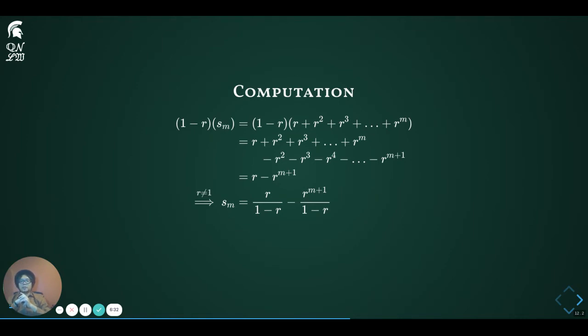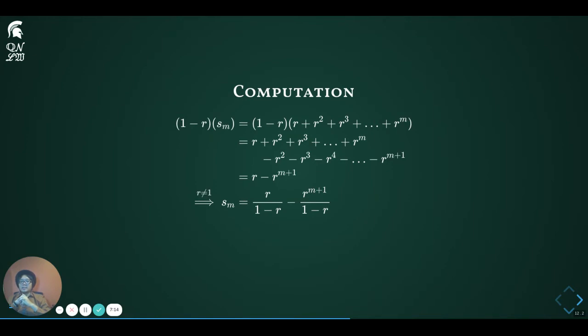In order to understand the term S sub m, we first multiply it by the quantity 1 minus r. When we do the algebra and FOIL the product, we see that it looks like r plus r squared plus r cubed and so on until r to the power m, minus r squared minus r cubed minus and so on until r to the power m plus 1. Notice that the middle terms all come in pairs and cancel each other. So only the head and the tail are left, which we simplify to r minus r to the power m plus 1.